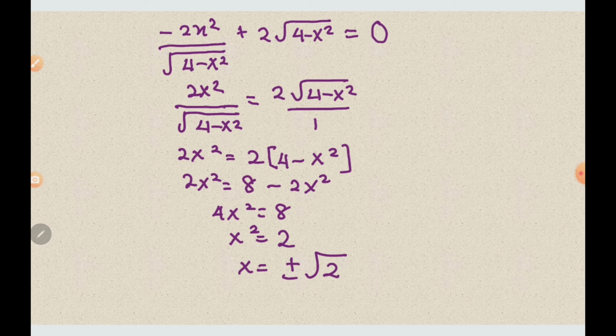Remember that x is the length, the dimension, so it cannot take the negative value. So we only choose x equals the square root of 2, because x must be more than 0.